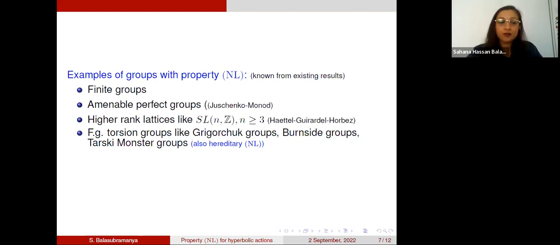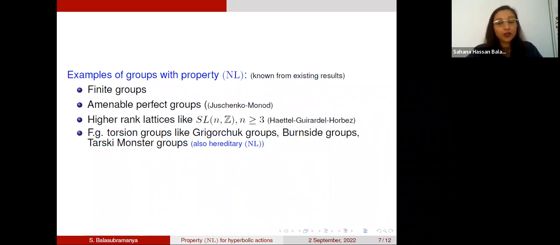And for the same reason, in finite groups, if you consider finitely generated torsion groups, like the ones listed on the slide, those are not just NL, but of course also hereditarily NL, because they don't contain infinite order elements, so you can never have loxodromics.